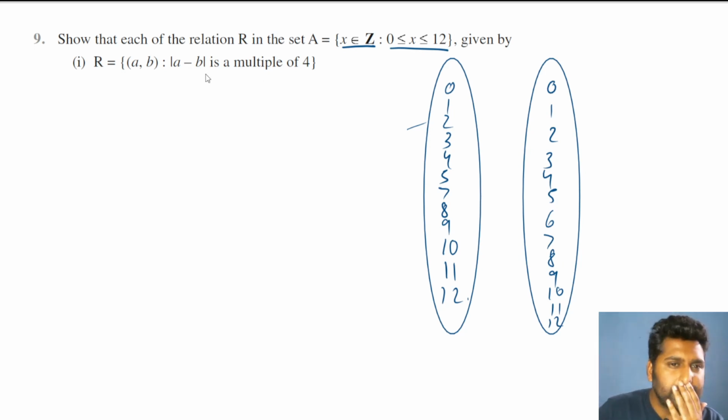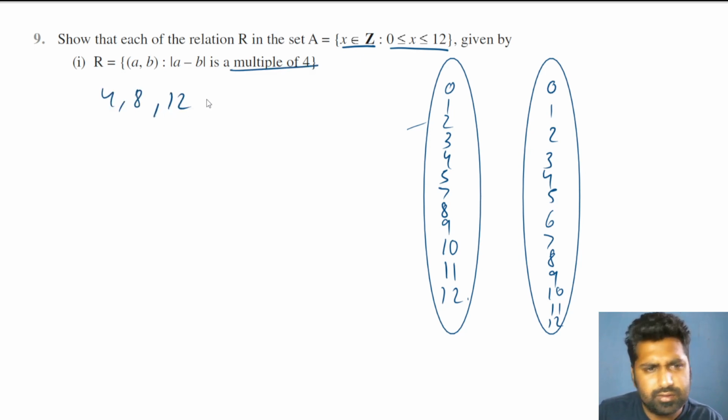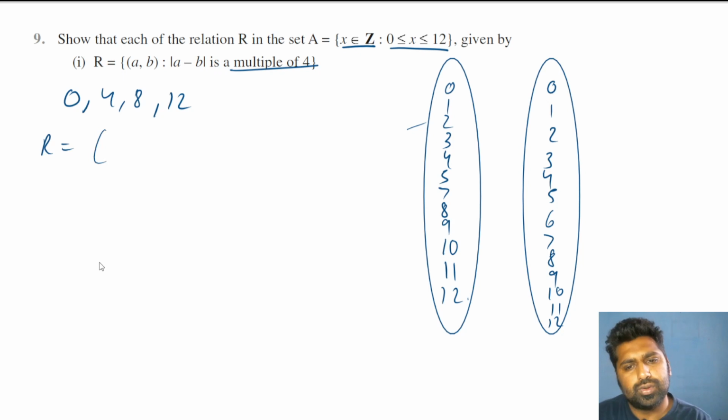It is saying a minus b mod is a multiple of 4. What are multiples of 4 first of all? 4, 8, 12. We don't have to go beyond that. But remember 0 is also a multiple of 4, 4 times 0 is 0, so we have to consider that also. Now you have to pick the numbers which satisfy the relation, that the subtraction, whether you do a minus b or b minus a, should result in 0, 4, 8, 12.